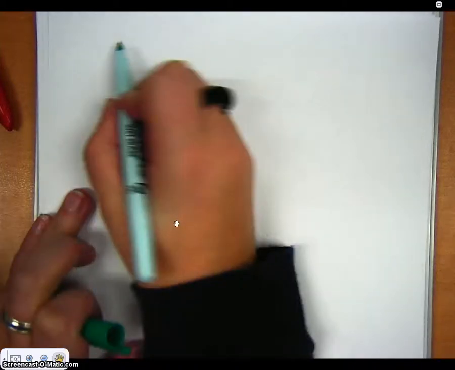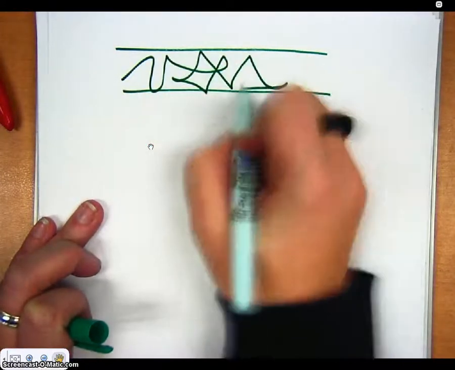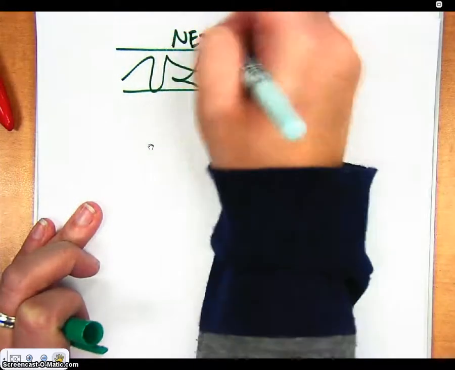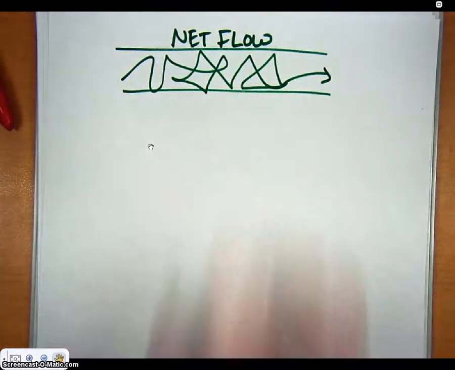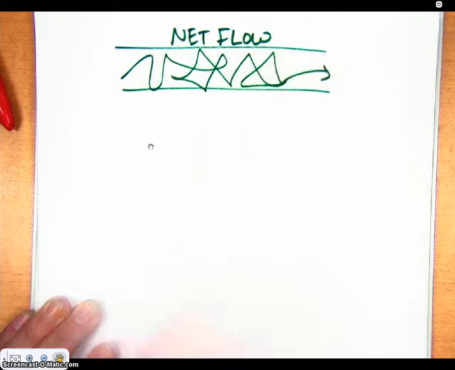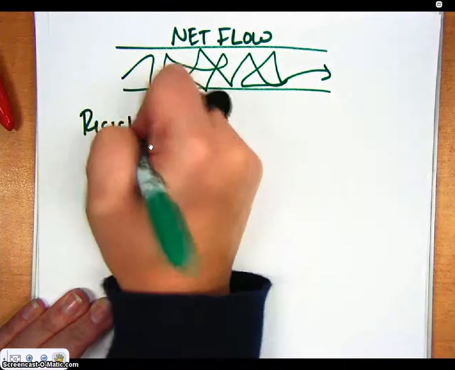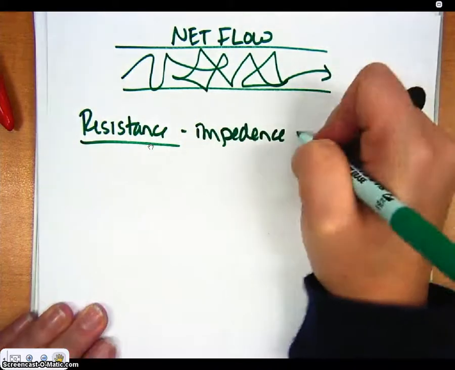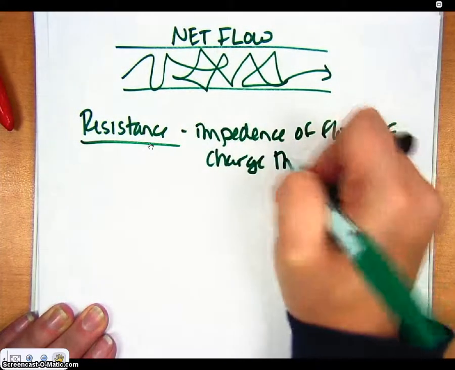So we ended the last lecture by looking at a wire and recognizing that when an electron wanted to move through that wire, it's not going to follow a perfect straight across path. The current we're actually measuring is the net flow of electrons. As electrons try to move through this, they're impeded, and this impedance is called resistance. It's the impedance of the flow of charge through a material.